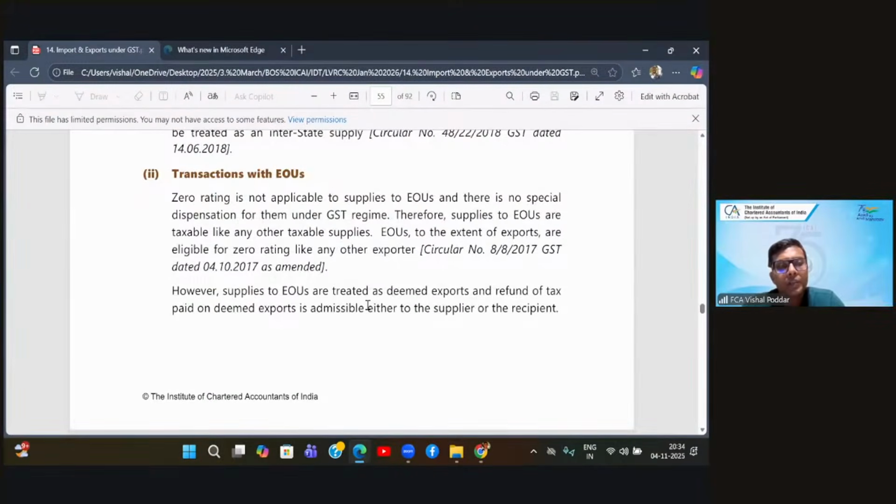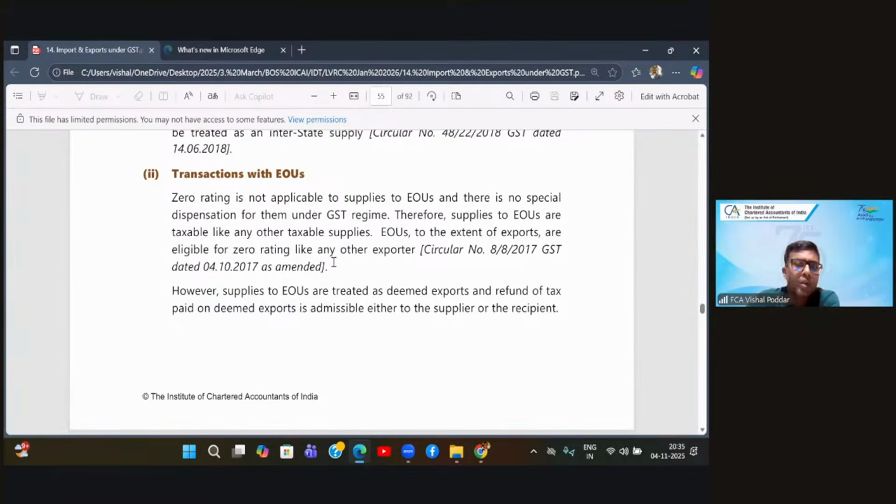Then transactions with EOUs. Interestingly, we have discussed this above also. EOUs are not enjoying any special status like SEZ. So transactions with EOUs are normal. All GST law applies to EOU transactions in the normal manner. Supplies to EOU are taxable like any other supplies. EOU, to the extent of exports, are eligible for zero rating. Again, this is like any other exporter.